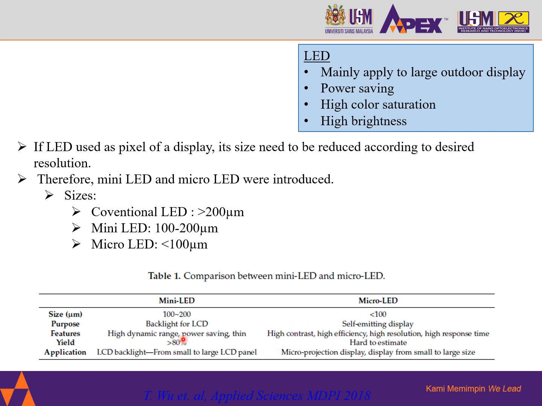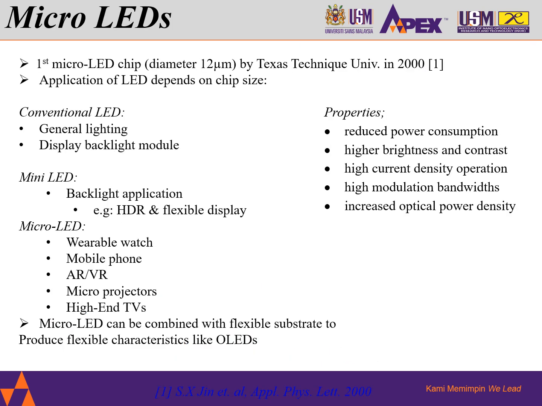The yield for mini LED is higher than 80%, which is important for mass production. However, for micro LED, this is hard to estimate. It depends on the fabrication process. The application for mini LED is, as mentioned earlier, the LCD backlight from small to large LCD panel. For micro LED, you can use it as a micro projection display from small to larger size if you stack them together. Micro LEDs were first fabricated by Texas University in 2000 with a diameter of 12 micron.